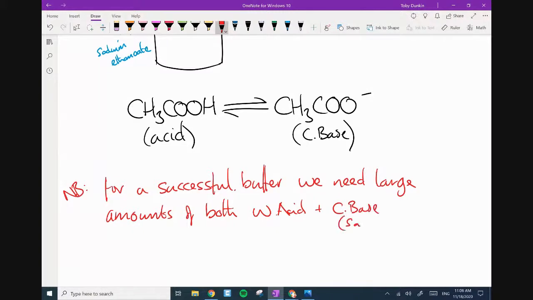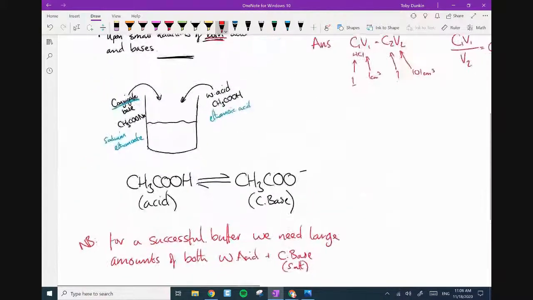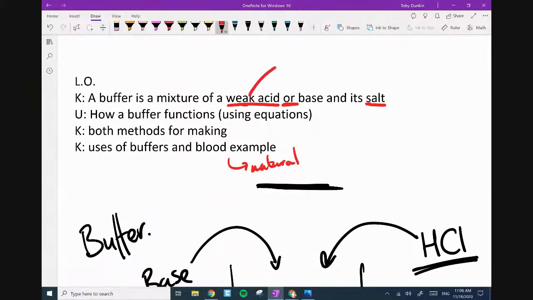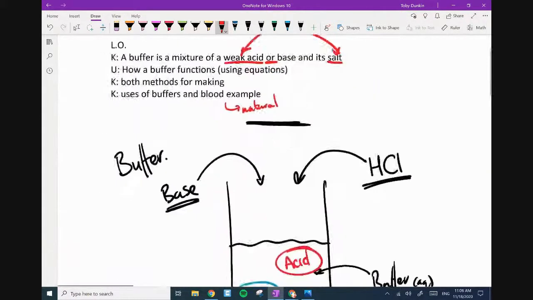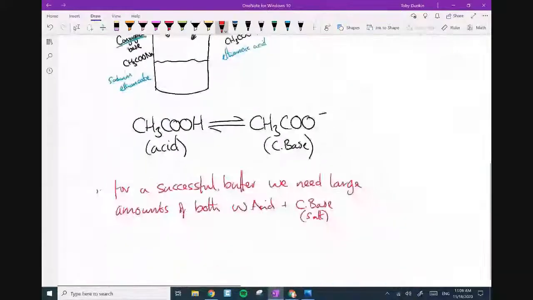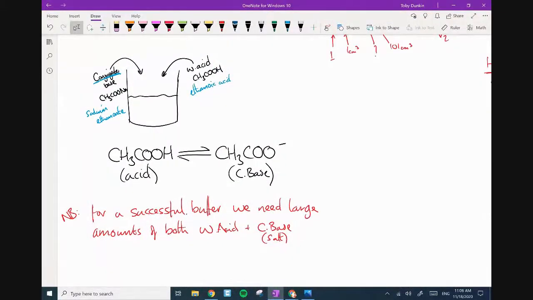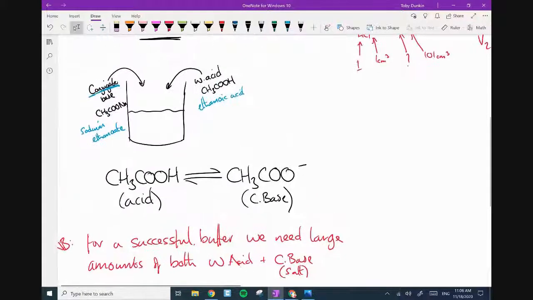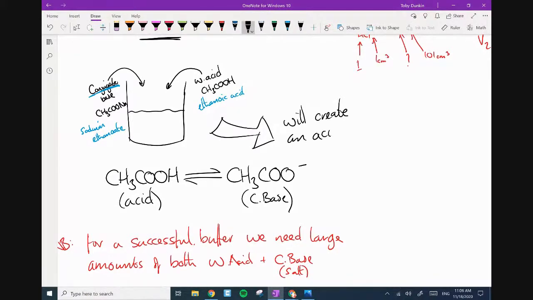I'm going to actually steer away from using the word conjugate base eventually. Yeah, salt. Now, just to mention, I talked that there were two types. My learning objective number one, a weak acid and its salt. But we can also do this from a basic perspective as well. If I use a weak acid and its conjugate base, I am going to produce what's called an acidic buffer. These two here will create an acidic buffer.